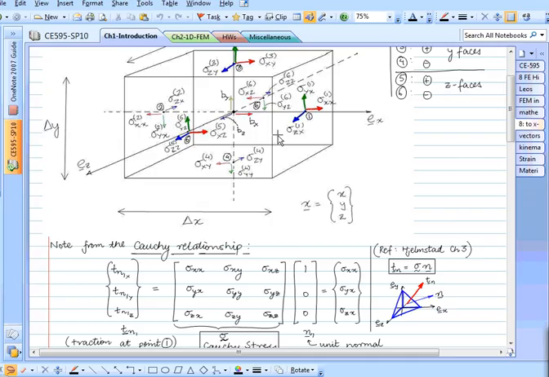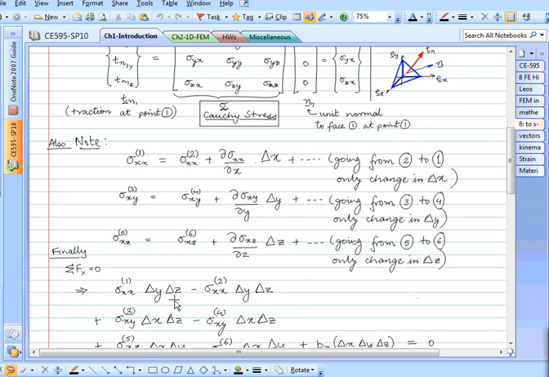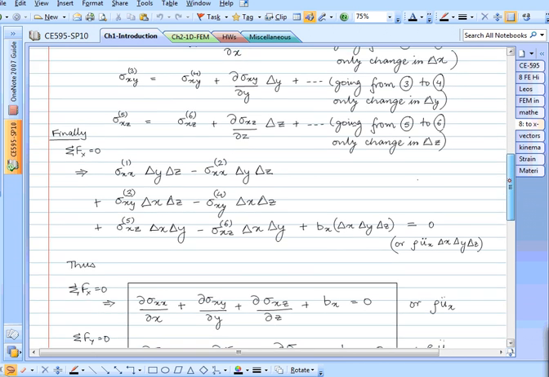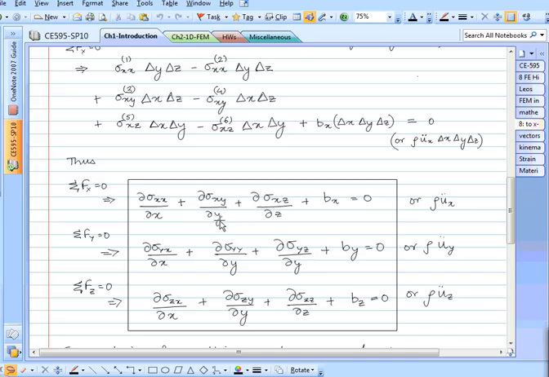So the area of this face is nothing but delta y times delta z. So what we are doing is we take sigma xx1 times delta y times delta z. On the opposite face, we have the opposite sigma xx on the face 2, the same delta y delta z. And once you plug in all these relationships into this equation, what you get is this first equation right here. And this equation is nothing but what you might have seen in mechanics as div s plus b, right?